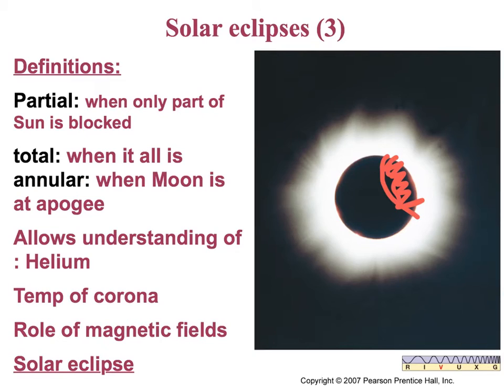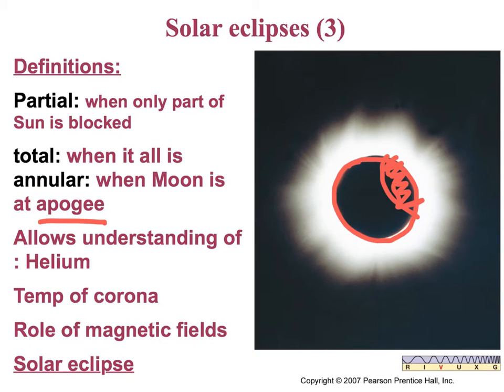Annular is entirely a consequence of that orbital dynamics of perigee and apogee. So when the moon is at apogee, or further in its orbit, it is too far away to completely block all of these outer layers of the sun. So it would literally look as though you had a ring of sun around that outer layer of moon.